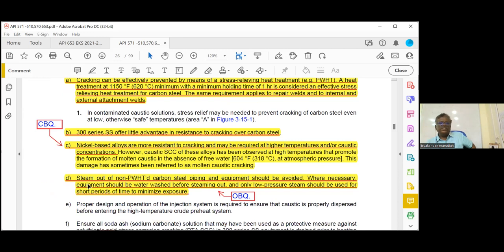Then D, also important: steaming out of non-PWHT carbon steel equipment should be avoided. Where necessary, equipment should be water washed before steaming out, and only low pressure steam should be used for short periods.